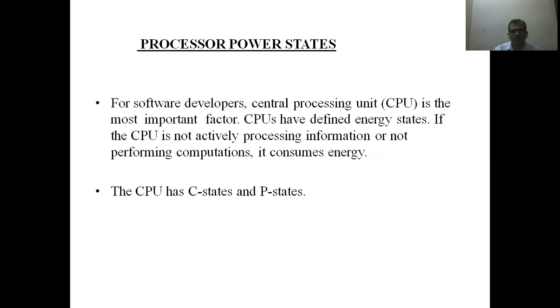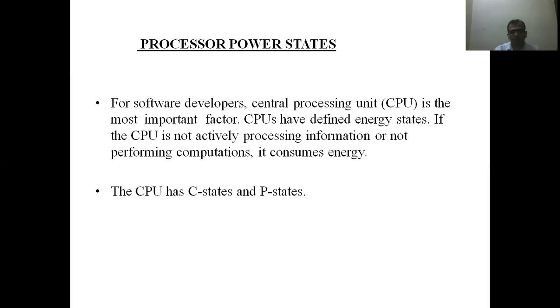Processor power states. For software developers, the CPU is the most important factor. CPU is the central processing unit, and it has defined energy states. If the CPU is not actively processing information or performing computations, it still consumes energy. The CPU should always be in an active state and run in a proper way. It should not sit idle, because if it sits idle, there is a loss of energy. You have to give a lot of work to the processor, so that it performs the action faster and makes proper use of the energy, so that the energy can be utilized for other purposes.